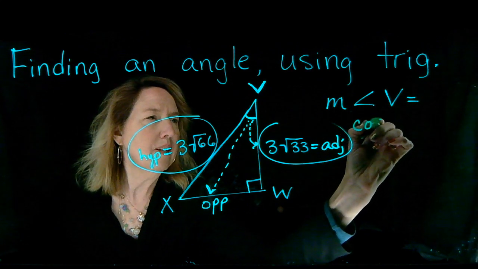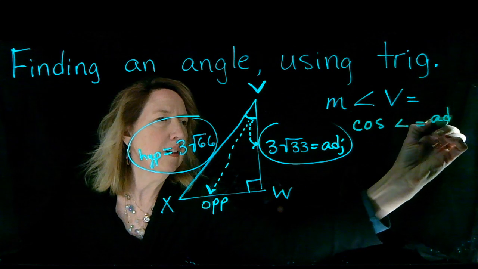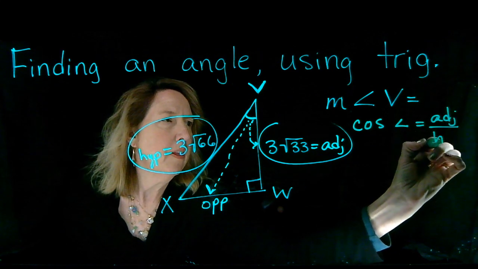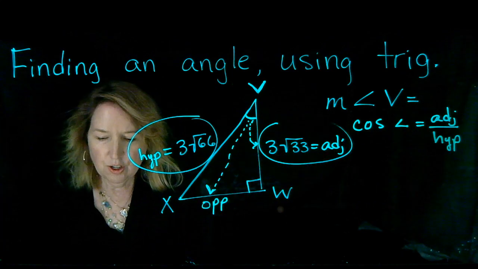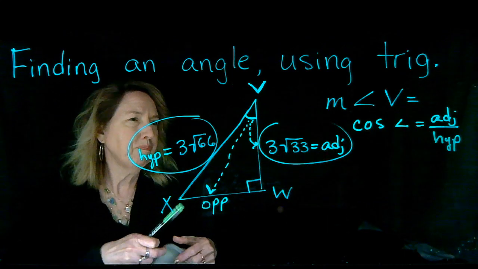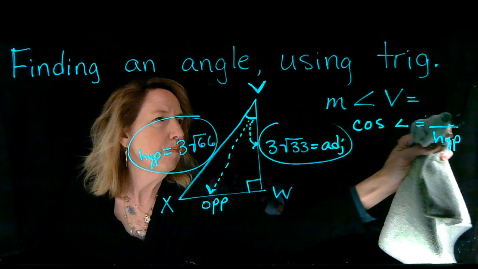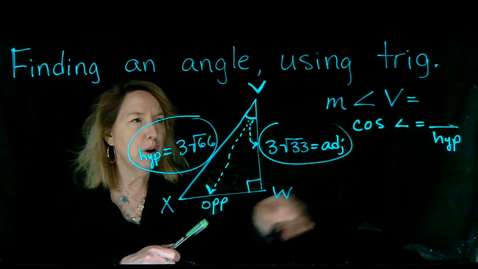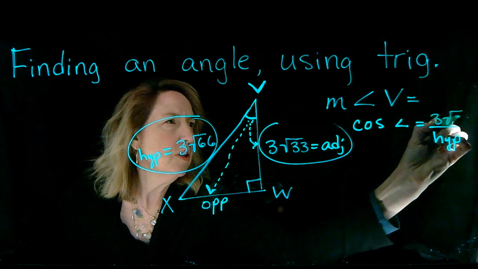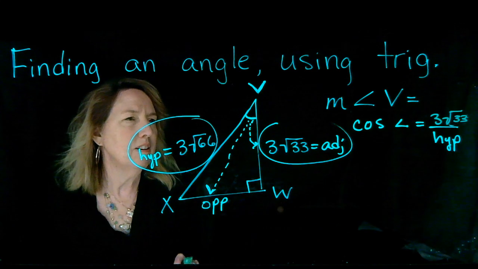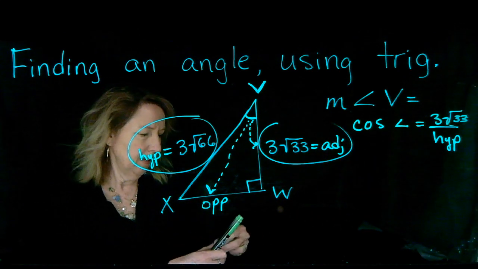The cosine of the angle is equal to the adjacent side over the hypotenuse. Let's plug in the information into the trig ratio. The adjacent is 3 radical 33. You can rewrite it underneath, but I want to save space, so I'm going to erase it and plug it in here. The hypotenuse is 3 radical 66.